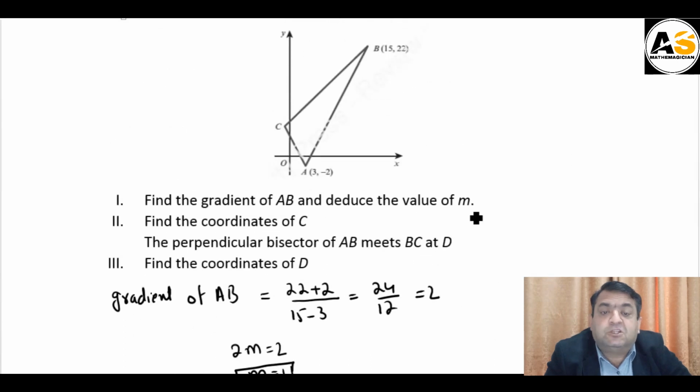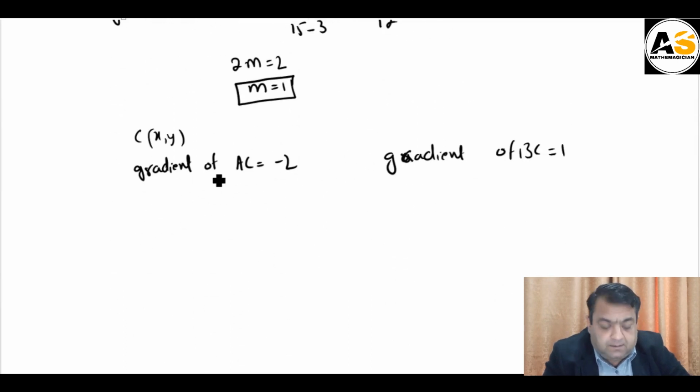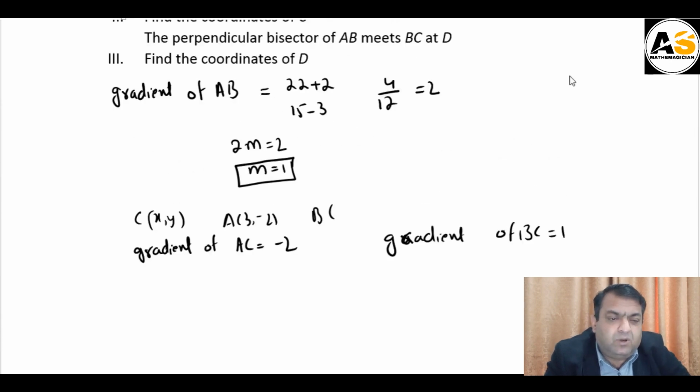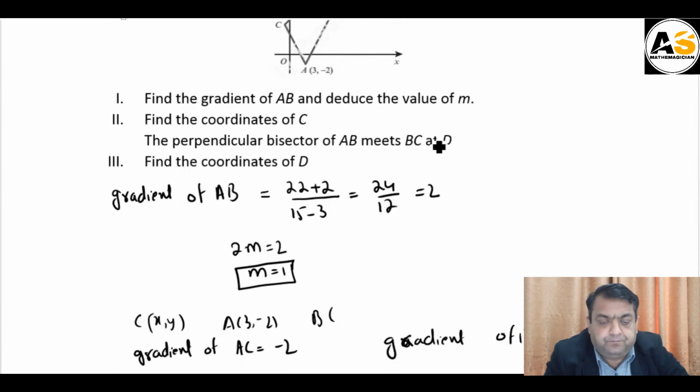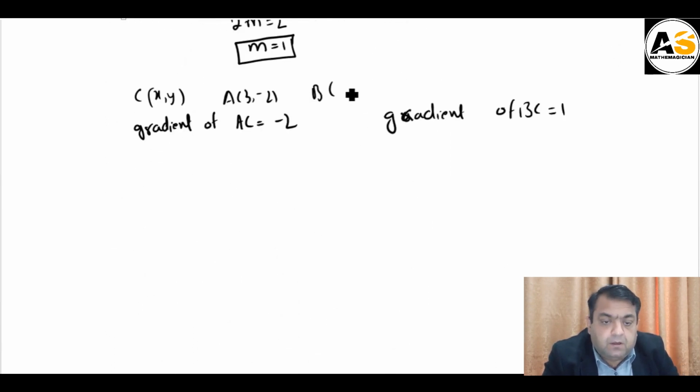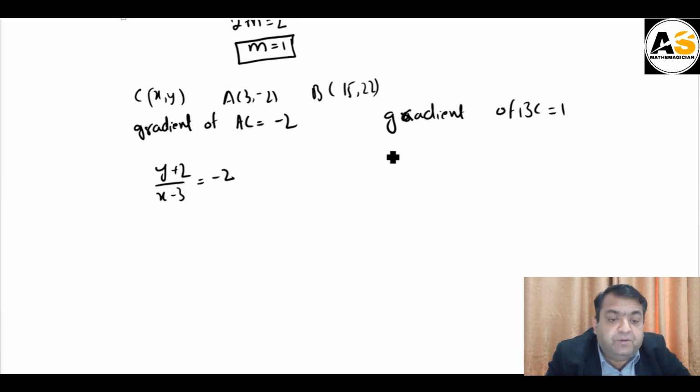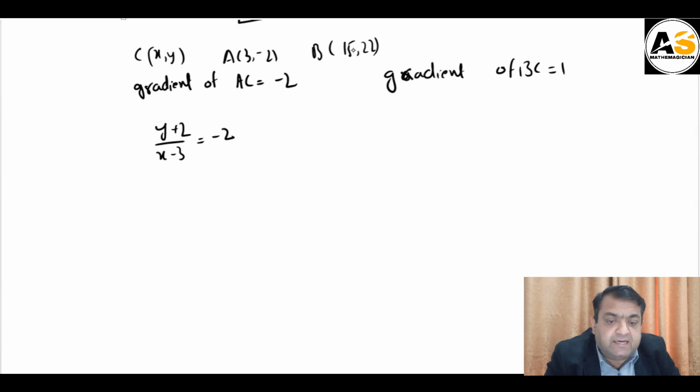Coordinates of A are (3, -2) and B is (15, 22). By using this information, what is the gradient of AC? (y2 minus y1) over (x2 minus x1) is equal to minus 2. Similarly, what is the gradient of BC? For B and C, (y2 minus y1) over (x2 minus x1) is equal to 1.